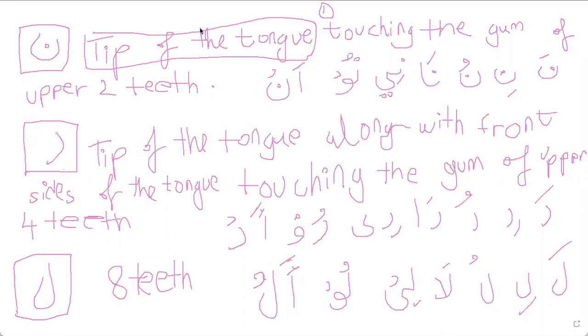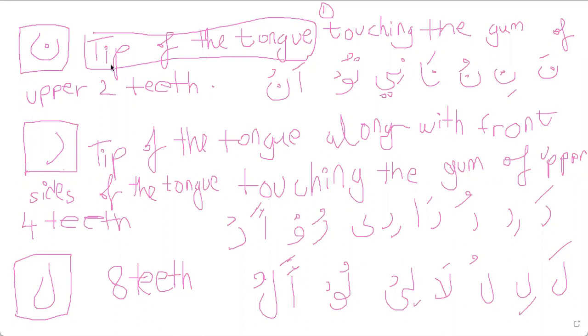As we were discussing the makhraj of noon, lam, and ra, they are very close to pronounce. So the makhraj of noon, ra, and lam are very close, so we were discussing them together.